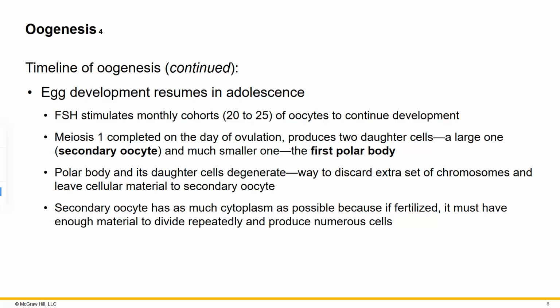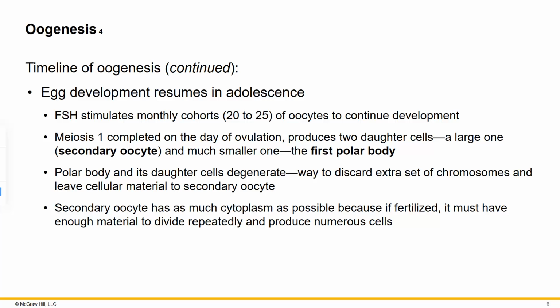Egg development resumes in adolescence. FSH stimulates monthly cohorts of 20 to 25 oocytes to continue development. Meiosis 1 is completed on the day of ovulation. So when ovulation happens, an ovulation is the releasing of an egg from the ovary. We've gone through meiosis 1.